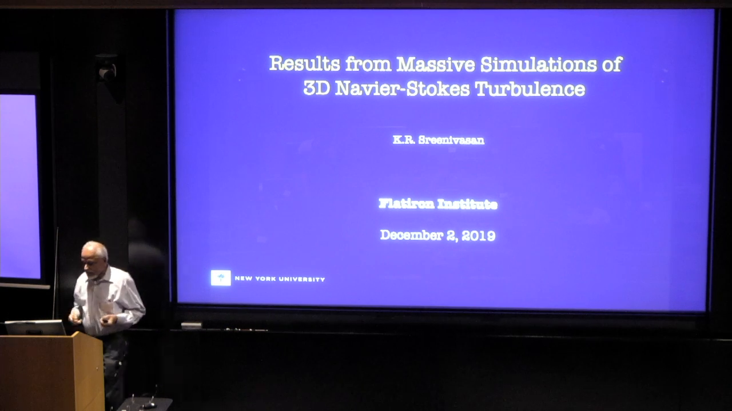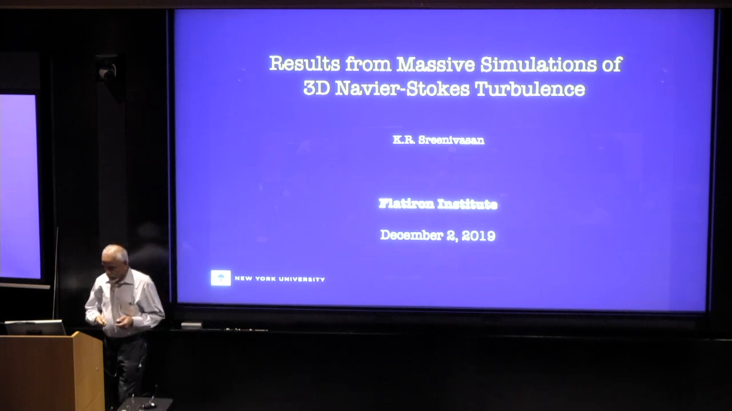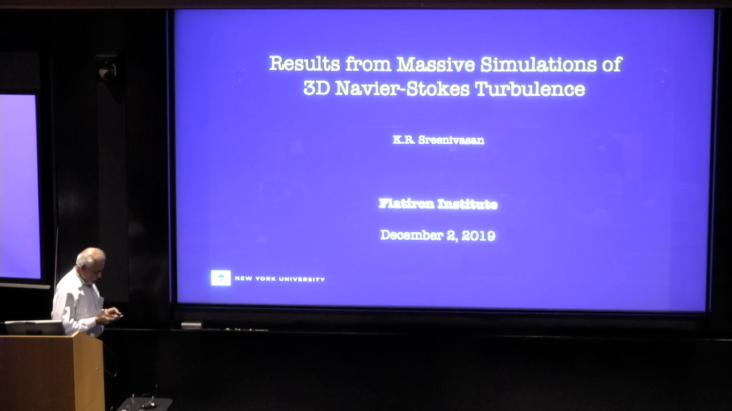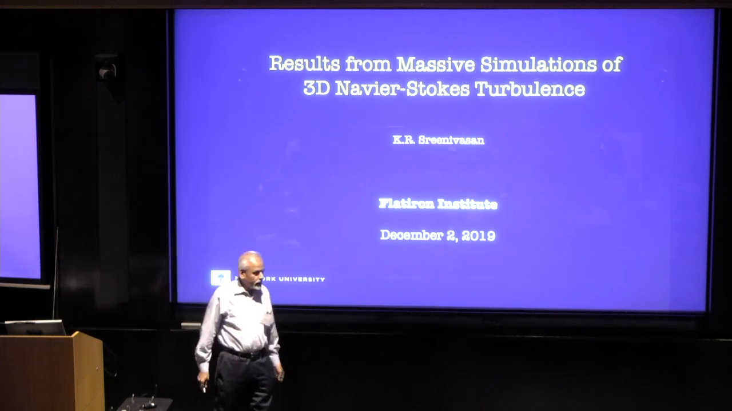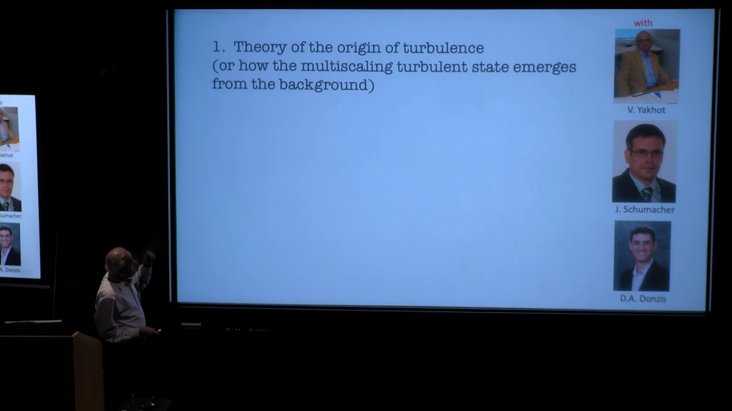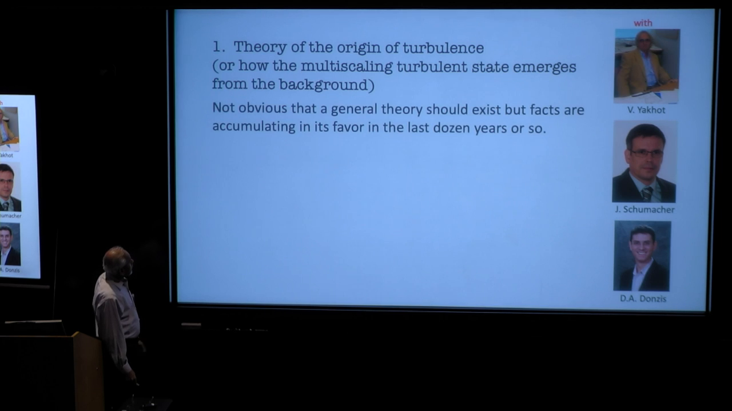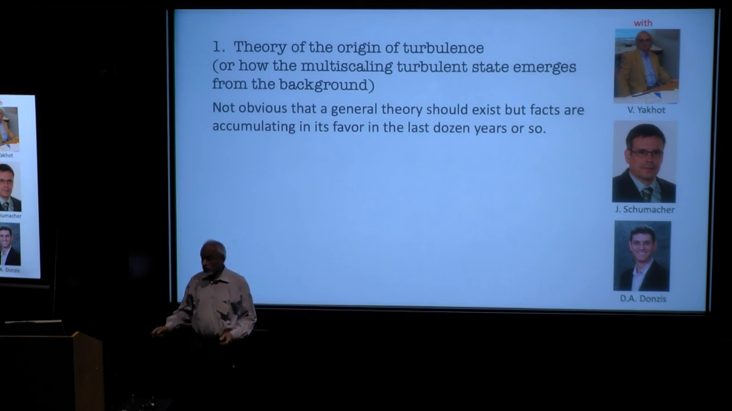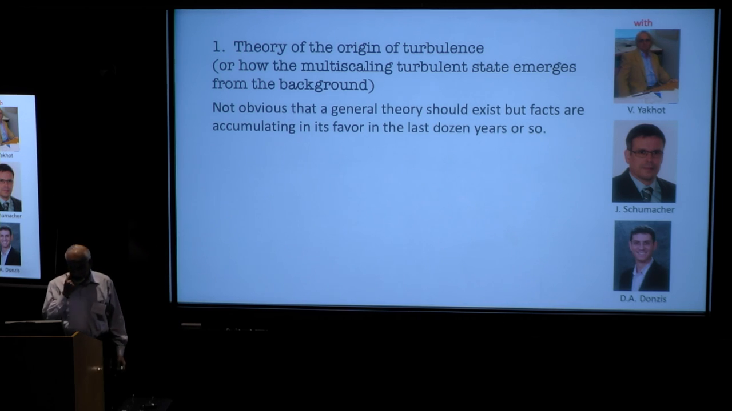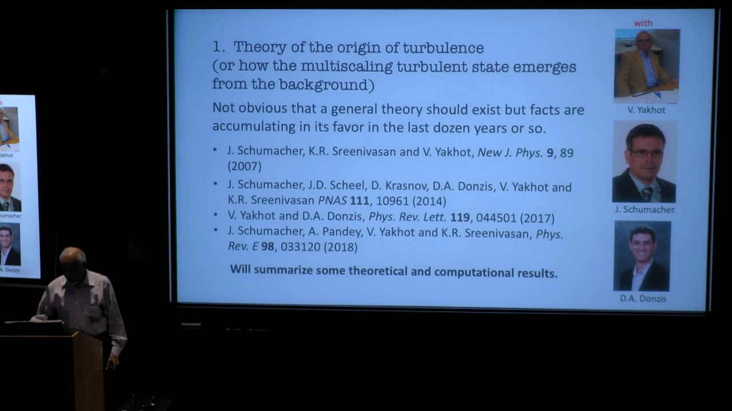So I'll give you three examples of the sorts of things we've been doing in recent years using massive 3D simulations of the Navier-Stokes equations. I don't know whether there'll be a simpler model than Navier-Stokes, but we'll see. For the last few years, along with these people, we've been working on the first problem here, which is the theory on the origin of turbulence. And I really don't know whether it's obvious that a general theory would actually work for this. But things are accumulating in its favor. And we published some of these in these papers. And I want to give you a little summary of the concept, basically not go much further.